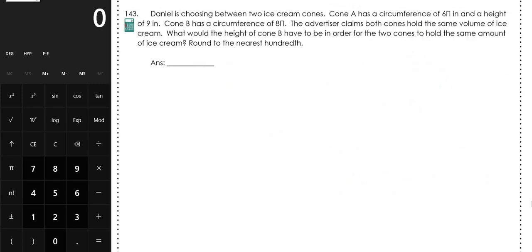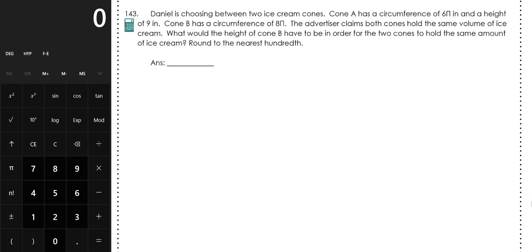Number 143. Get ready. This is a little bit of a longer question here. Daniel is choosing between 2 ice cream cones. Cone A has a circumference of 6 pi inches and a height of 9 inches. Cone B has a circumference of 8 pi. The advertiser claims both cones hold the same volume of ice cream. What would the height of cone B have to be in order for the 2 cones to hold the same amount of ice cream? Round your answer to the nearest hundredth.